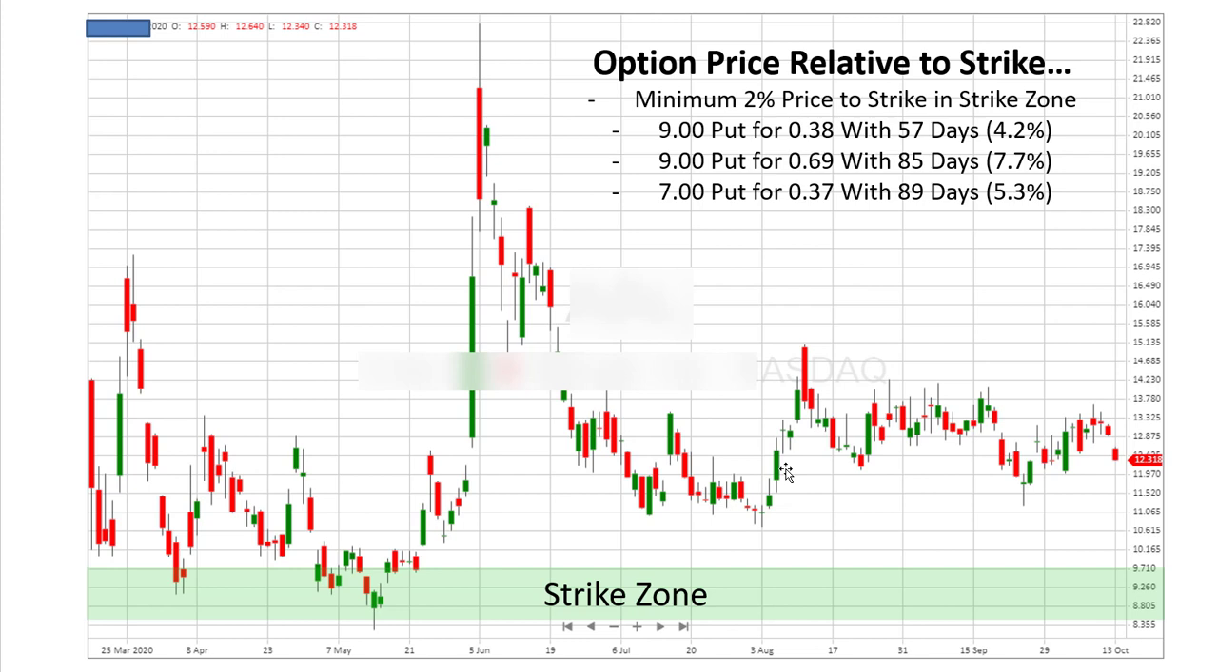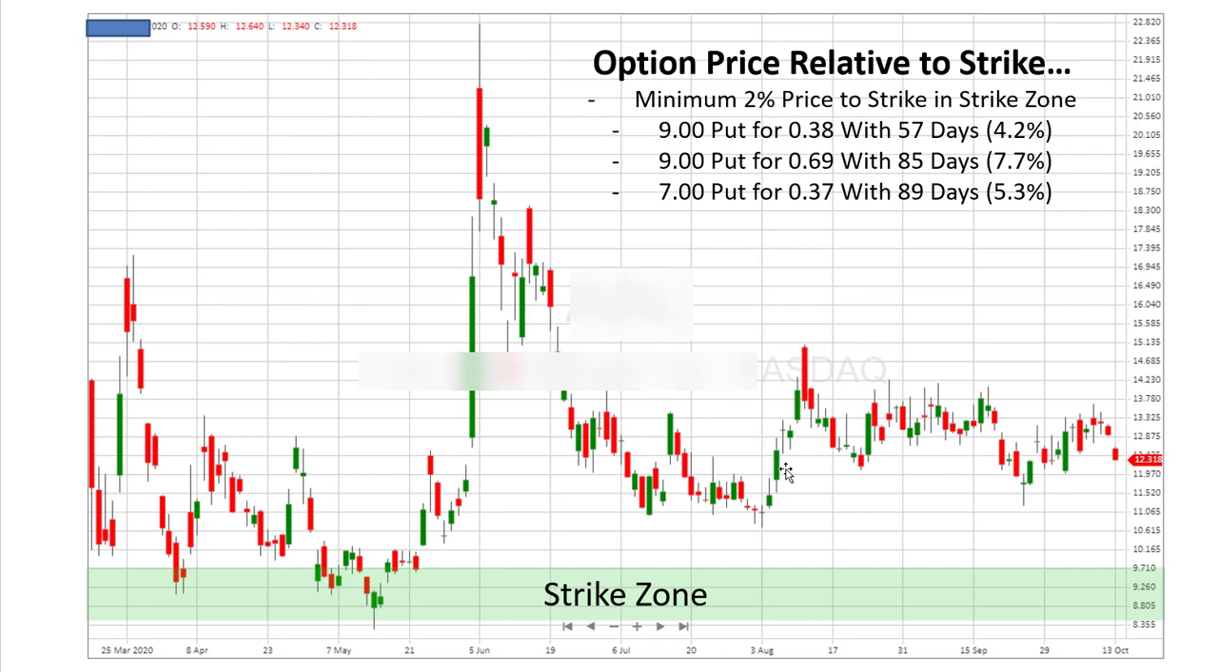What I want to point out here is the option price relative to the strike. My minimum, again, is 2%. If I can't generate at least a 2% premium in the option that I'm selling relative to the strike, not the current price of the stock, but relative to the strike that is in the strike zone, then I won't consider it. I'll consider it as long as it's 2% or more. You can see here the $9 put, which was sold when the market was somewhere between 1250 and 1280.